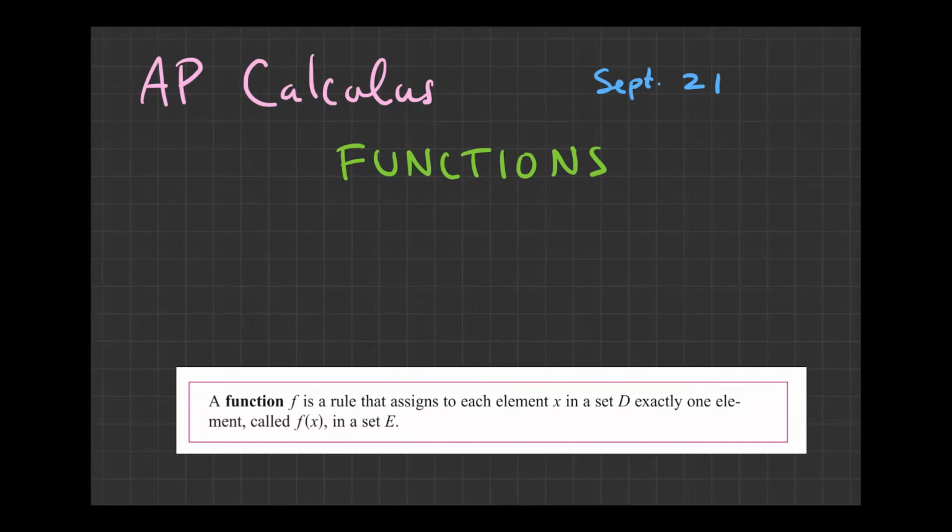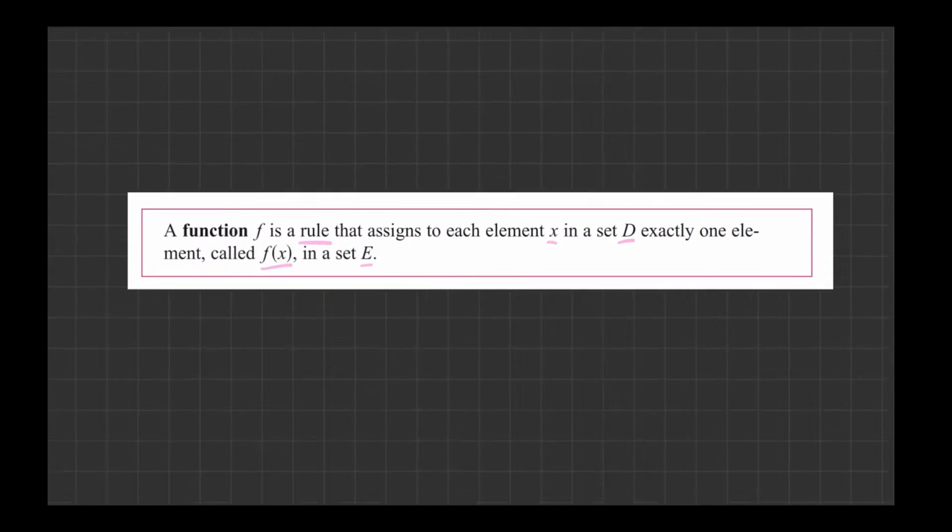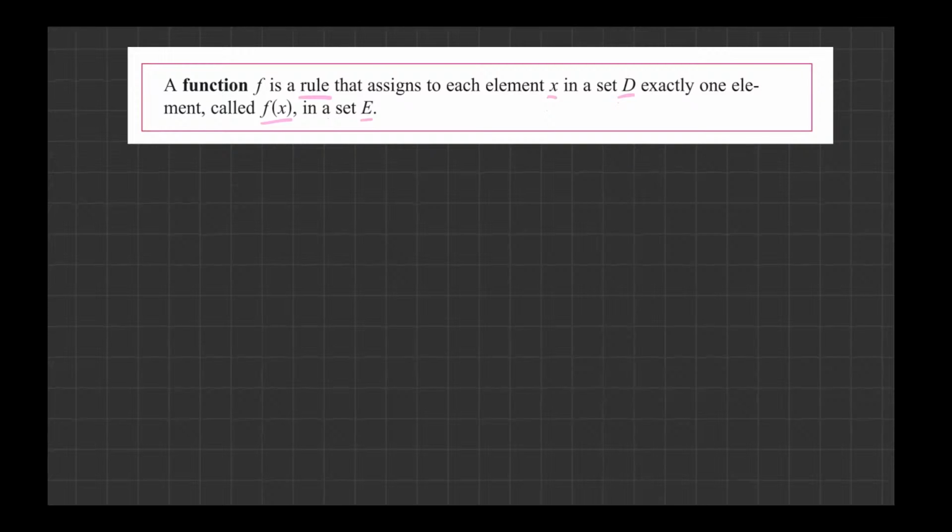Okay, so let's talk a little bit about what a function is. This is a definition of a function. So a function is a rule. It is a rule that assigns to each element x in a set D exactly one element called f of x in a set E. Okay, so a lot of words here. So it's a rule that assigns to each element x in a set D exactly one element called f of x in a set E. Okay?